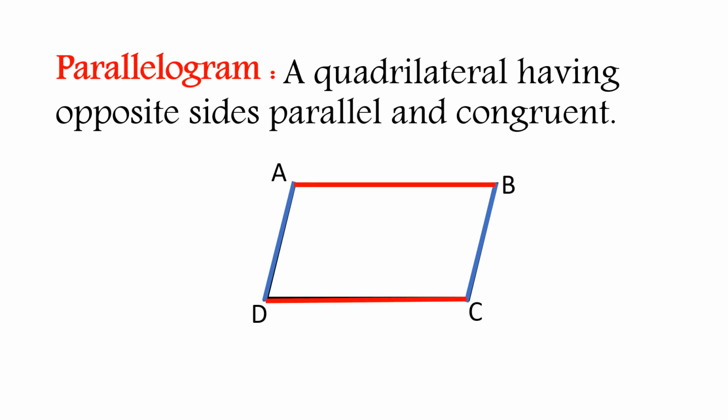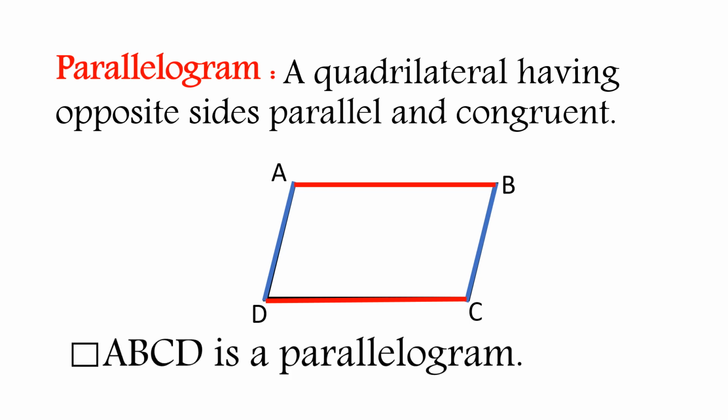Side AB and side DC are another pair of opposite sides of this quadrilateral. They are also parallel and congruent. Hence, quadrilateral ABCD is a parallelogram.